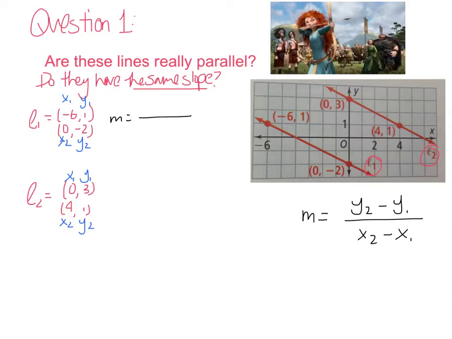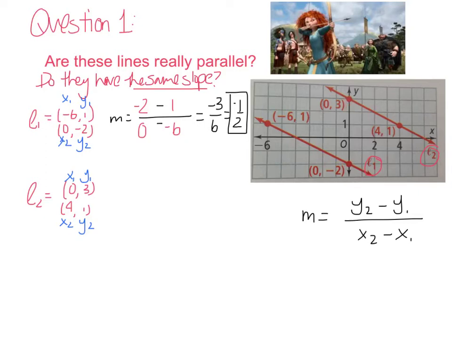The slope of my first line, let's see, we've got y2 minus y1 over x2 minus x1. When I do these calculations, I end up getting negative 3 over 6, which is the same as negative 1 over 2. That means the slope of my first line is going down 1 over 2, down 1 over 2, down 1 over 2.